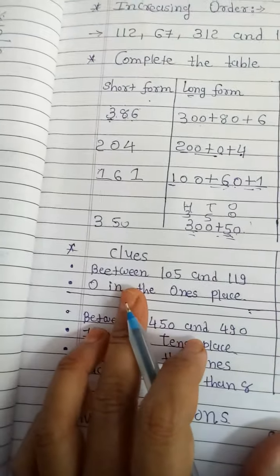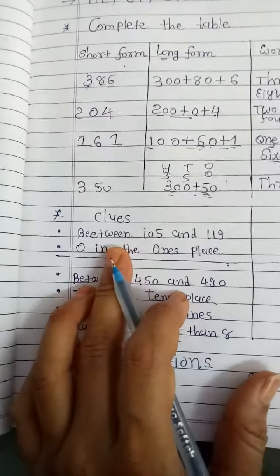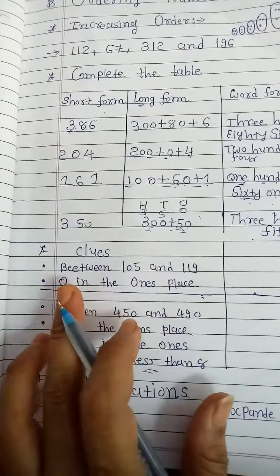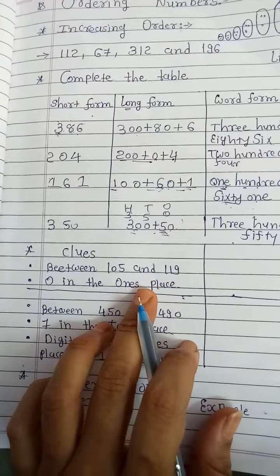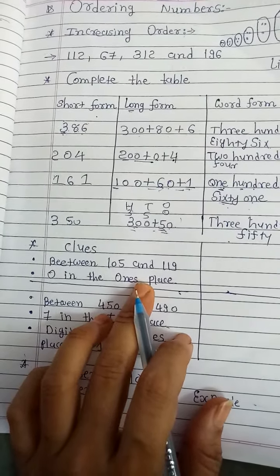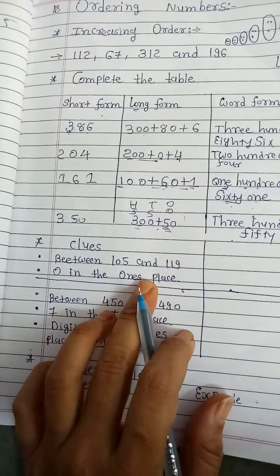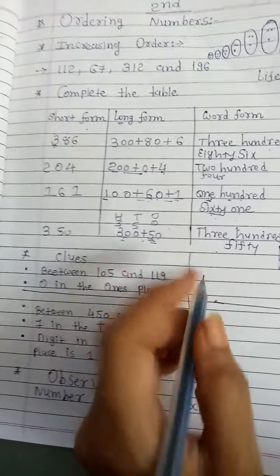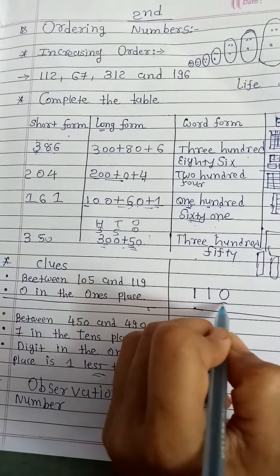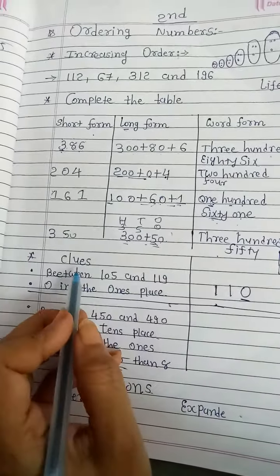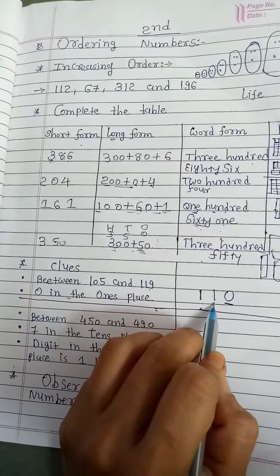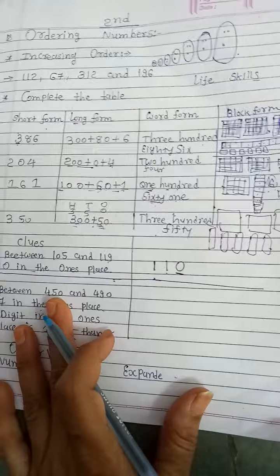Now your question number 2, mental maths. Clues: between 105 and 190, 0 in the 1's place. See, if we take 106, is 6 at the 0 place? No, 6 at the 1 place. Okay. So if we take 100 and 10, you can see 0 at the 1's place, and this number is between 105 and 190. So the number is 110.